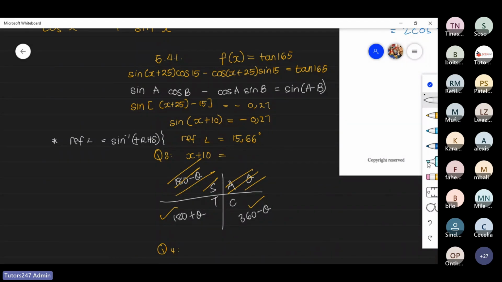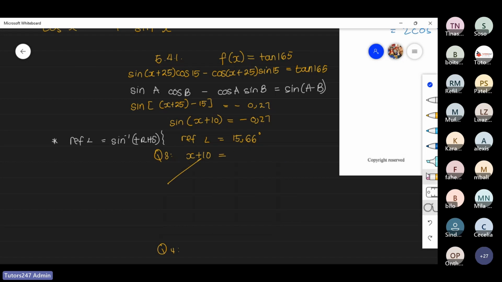Now, students that are confused about how I'm getting a positive or negative, that is because of the CAST diagram. C means cos, A means all, S means sine, and T means tan. So if you see A, it means all positive. If you see S, that means sine positive. If you see T, that means tan positive. And if you see C, that means cos positive. That is how you identify that.